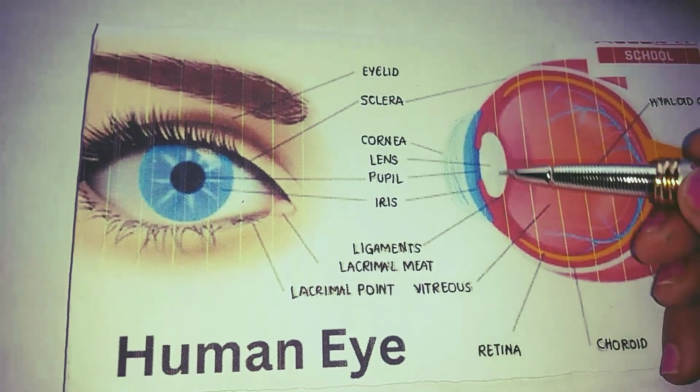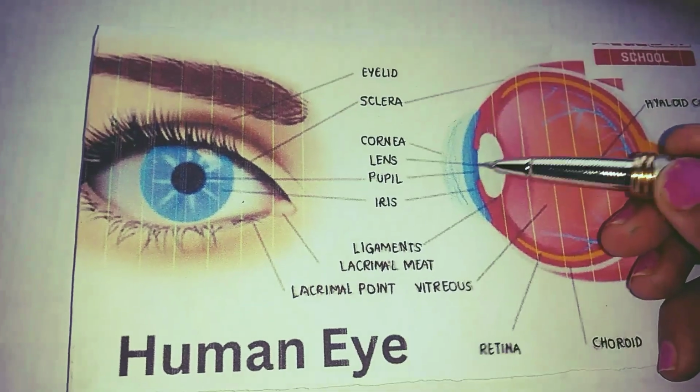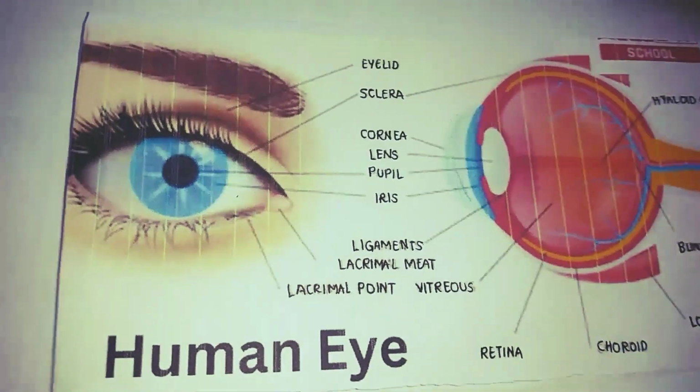In front of the lens, this aperture is known as the pupil, and these are the muscle fibers of the iris.